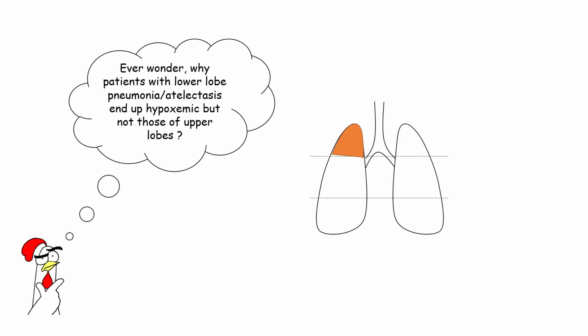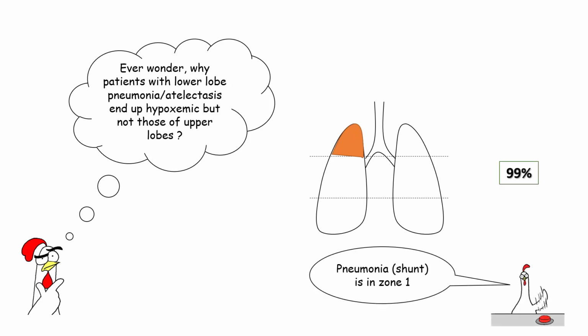Have you ever noticed that patients with left lower lobe pneumonia or atelectasis always end up hypoxemic, but those with upper lobes do not? Keep an eye on that when you see your next patient. And this is again because pneumonia is a shunt, and if pneumonia is in zone 1, that is the top of the lungs, that doesn't affect the oxygenation.